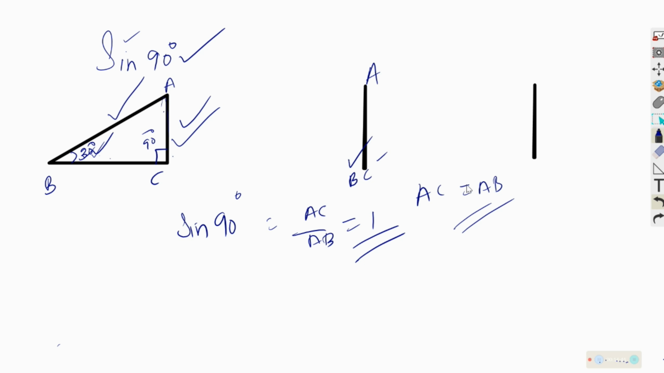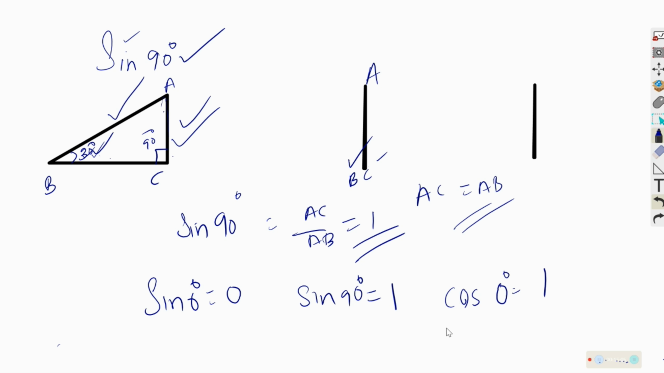One more information for you. So, you learned a lot of relationship. Here, just now you learned sine 0 degree is equal to 0, sine 90 degree is equal to 1. So, in that case, cos 0 degree also will be 1, and cos 90 degree is equal to 0. Opposite. Cos 0 degree is equal to 1 and cos 90 degree is equal to 0.